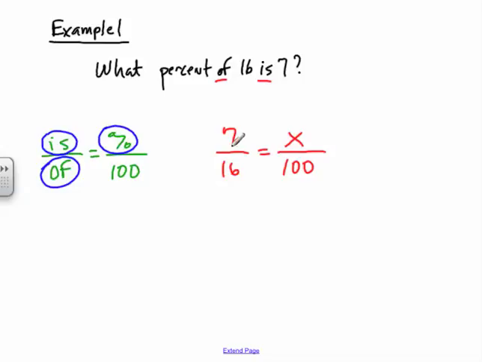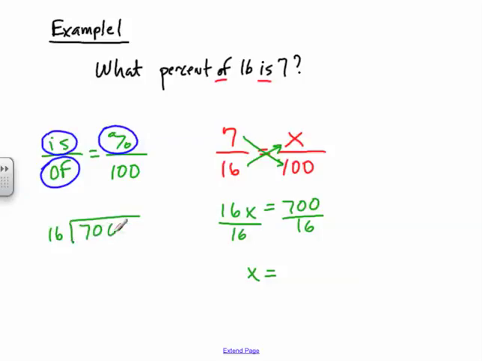Alright? 16x, when I cross multiply this way, 7 times 100, when I cross multiply this way. Okay? And then I need to divide by 16 on both sides. And I'm going to get x equals, and guys, I'm just going to do 16 into 700 over here to the left. 16 goes into 700 4 times, I think. 4 times 16 is 64. And then I'm going to subtract there, and I get 6.